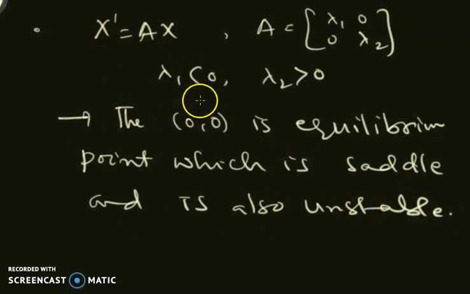From now onwards, in general, you will also be looking at this behavior: if one eigenvalue is less than 0 and the other is greater than 0, then the equilibrium solution will show you the behavior of a saddle. Thank you.